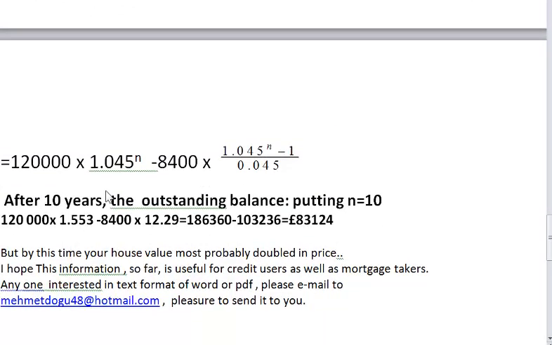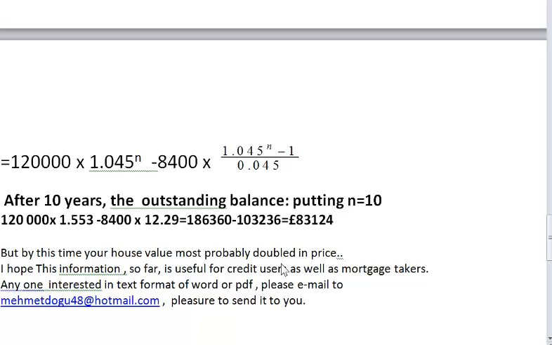After 10 years, just to say you borrowed this money at 4.5 percent interest rate, and that's the repayment, £8,400. What will happen to your balance? Because you borrowed 120,000, you put n into the equation. N equals 10, you put in this equation, you work out step by step, you get £83,124. But in the mortgages, you borrow money, you pay for the interest plus from the capital money you owe.